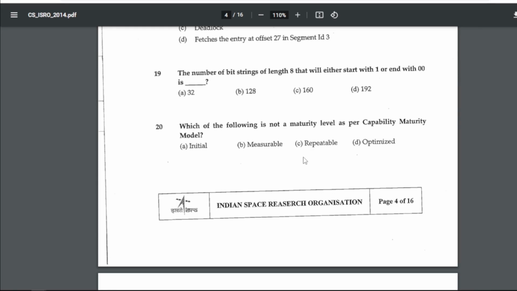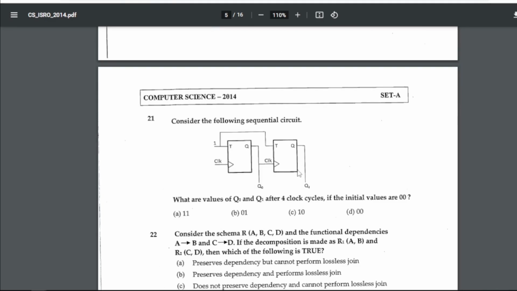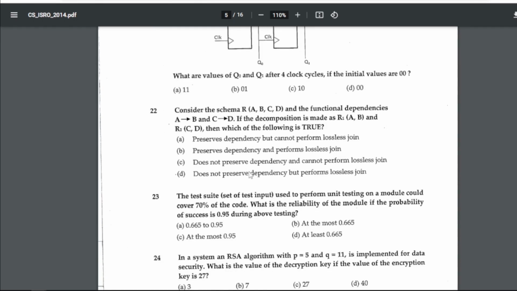Now question number 21 is consider the following sequential circuit. What are the values of Q0 and Q1 after 4 clock cycles if the initial values are 00? So for this again our answer will be 00. If the initial value is 00, after 4 cycles this is the answer you will get. So you can quickly run this as well, and the value of Q0 will be 0 and Q1 will be 1.